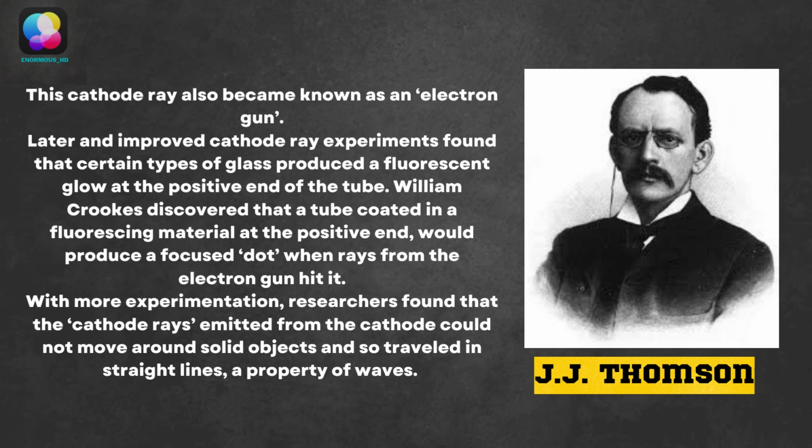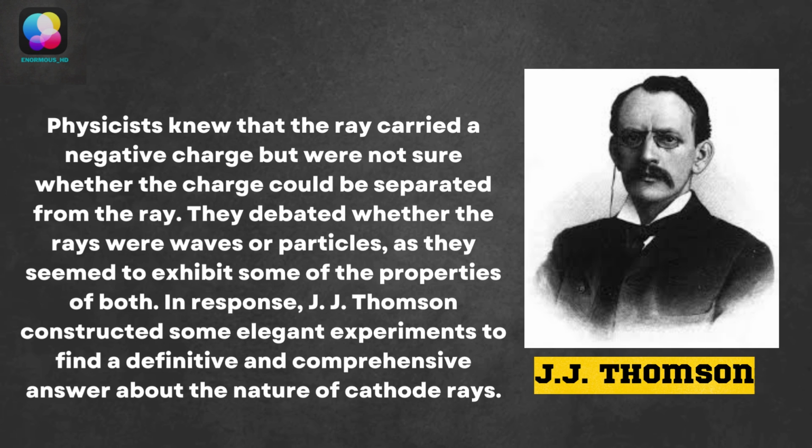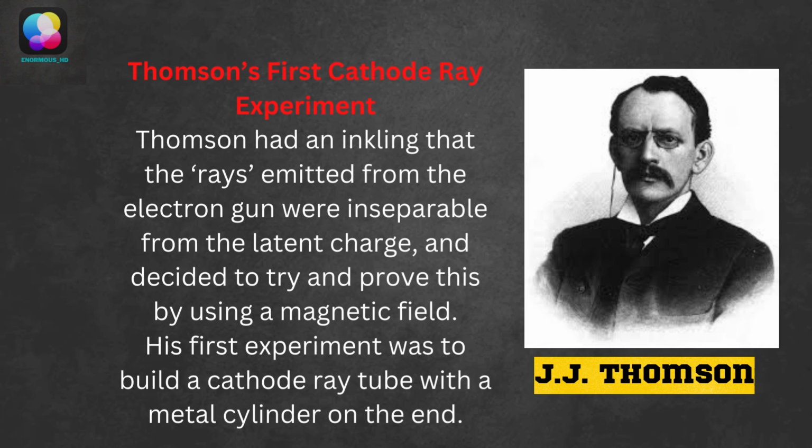However, other researchers, notably Crookes, argued that the focused nature of the beam meant that they had to be particles. Physicists knew that the ray carried a negative charge but were not sure whether the charge could be separated from the ray. They debated whether the rays were waves or particles, as they seemed to exhibit some of the properties of both. In response, J J Thomson constructed some elegant experiments to find a definitive and comprehensive answer about the nature of cathode rays. Thomson's first cathode ray experiment.